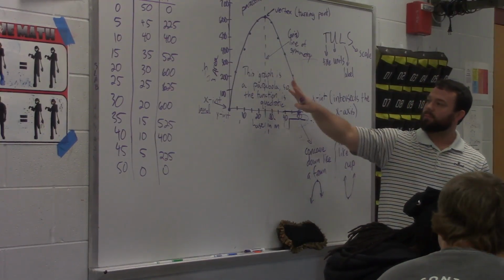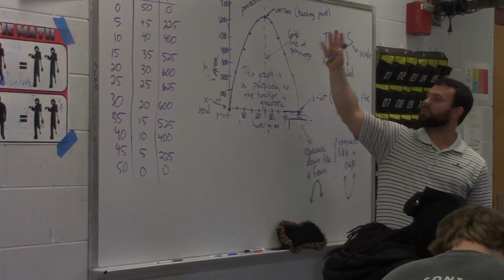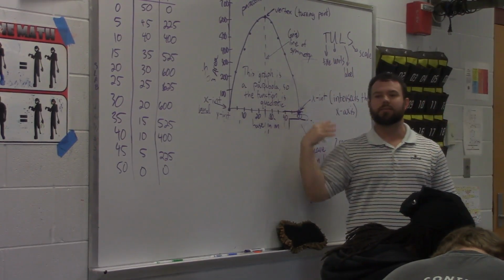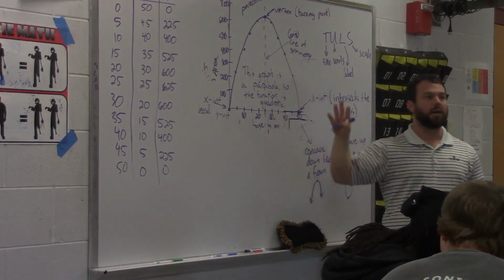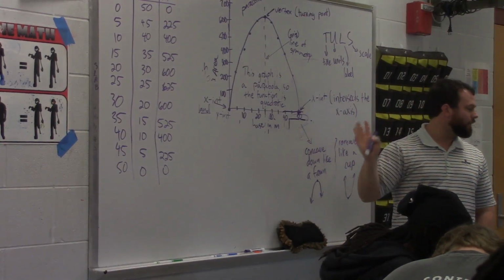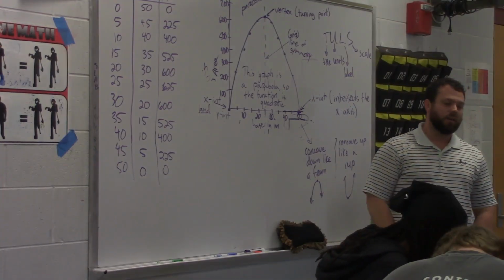So the graph is a parabola. We have that vertex. We have that line of symmetry. We have our x-intercepts and we have our y-intercepts. You got to know all those different features and be able to identify those different features of that parabola.